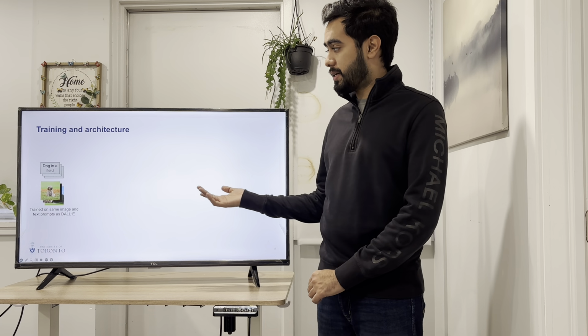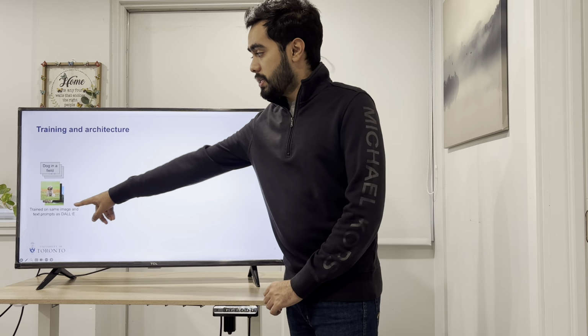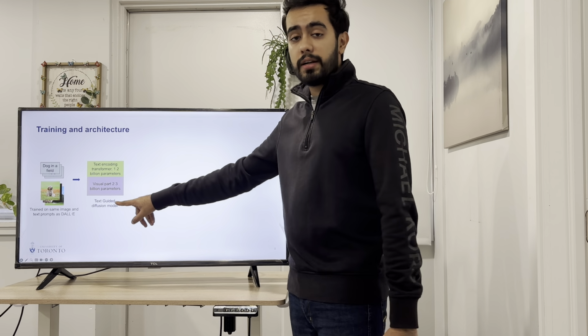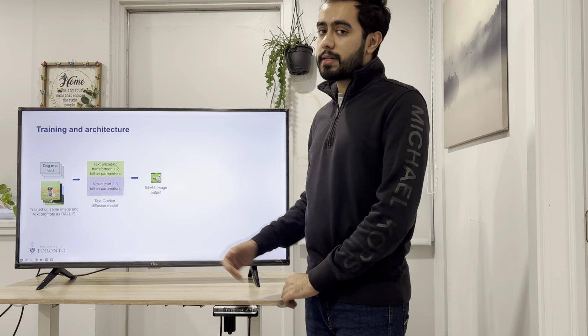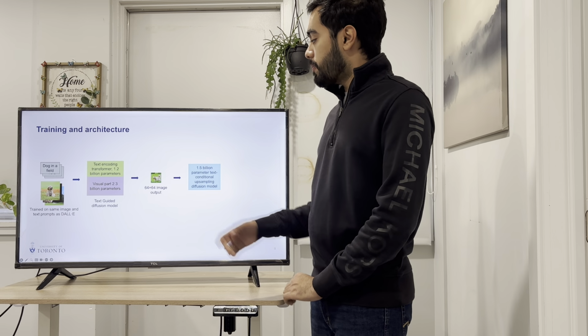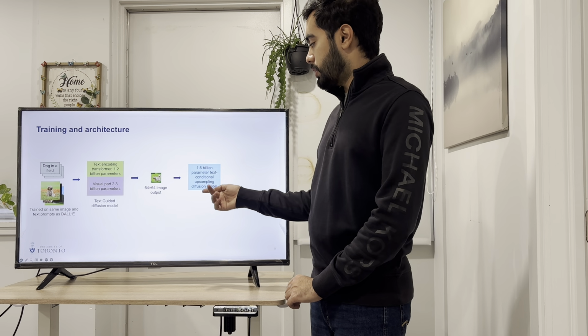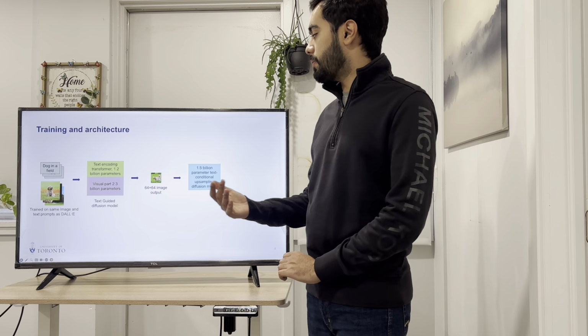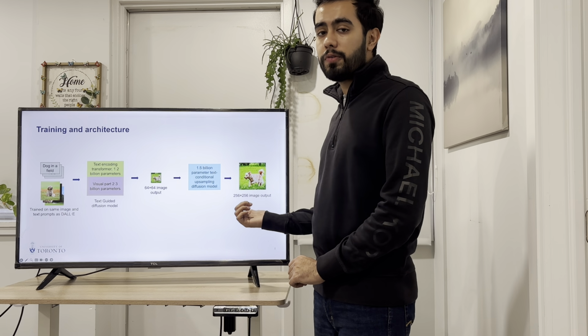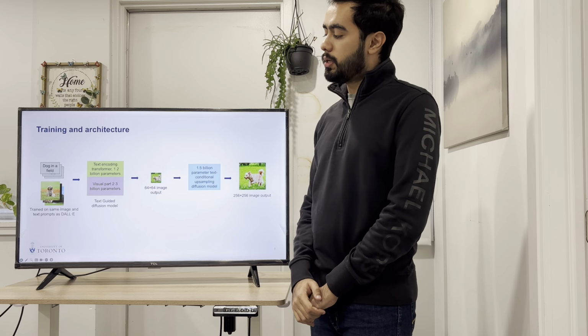Training and architecture. In this, we take a text input and the images, and we pass them through a text-guided diffusion model that contains text encoding as well as a visual part. We get the output of a 64 by 64 image, and we pass it again through a diffusion model which upsamples the image and gives us the output of a 256 by 256 image.